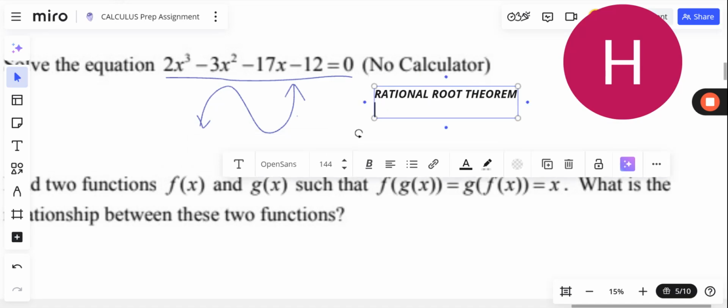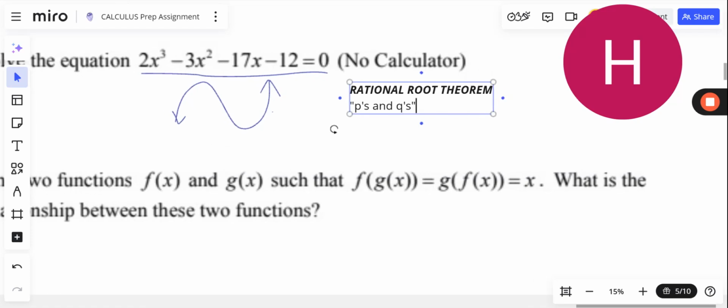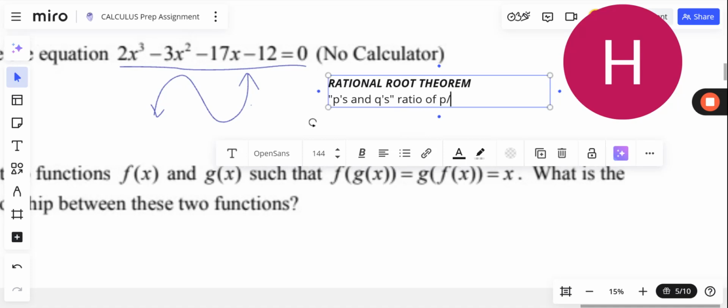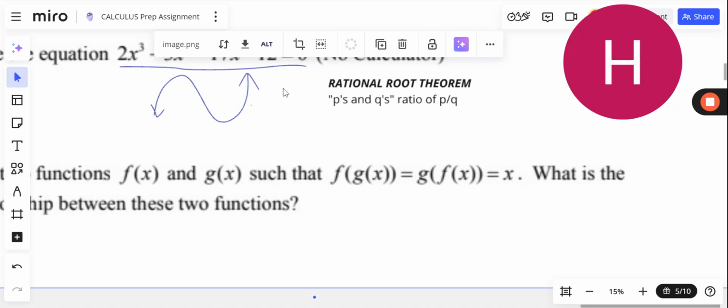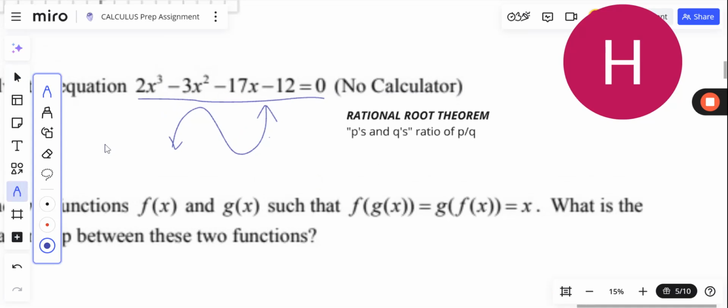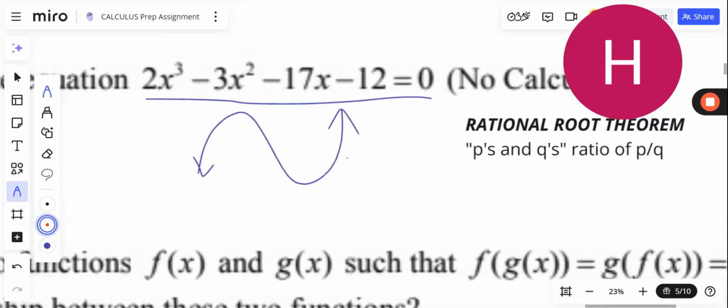You might be remembering this if your memory is jogged a little bit with the whole idea of the P's and Q's. Usually that's a good clue to remind people of how exactly we find these. So the rational root theorem basically says with the P's and Q's, we want to take a ratio P over Q, and we want to consider all such P's and Q's that would make this equation equal to 0 when we plug in the value.